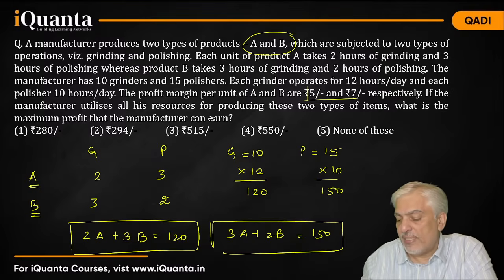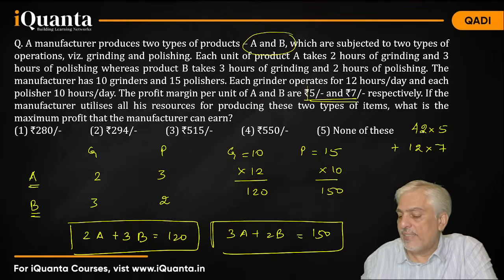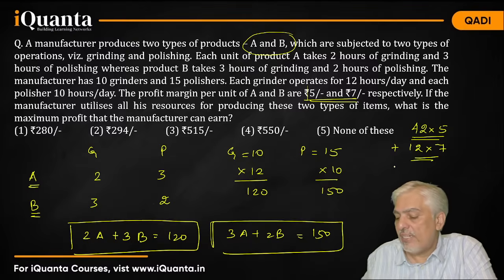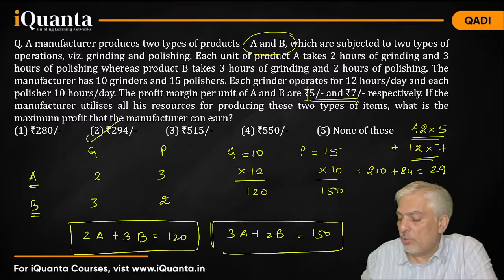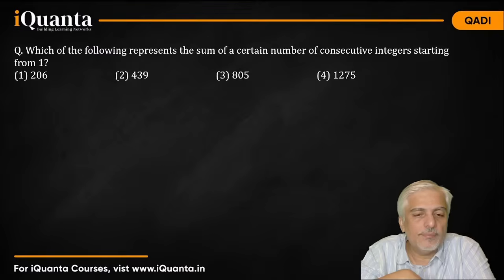And the profit is 5 rupees and 7 rupees. So 42 into 5 plus 12 into 7. 42 into 5 will be how much? 210. 210 plus 84 will be 294. Everybody clear? Great. Can I go ahead? Next question.